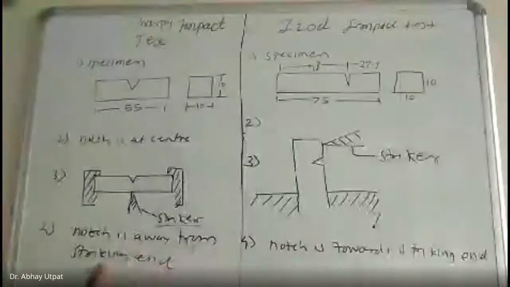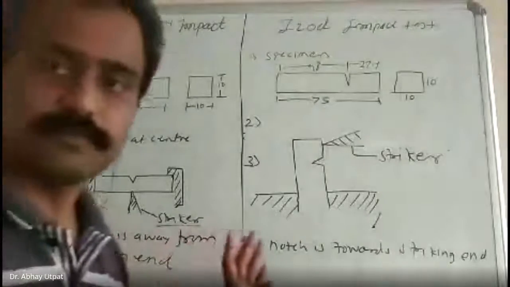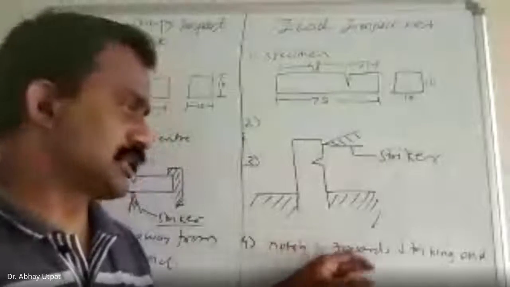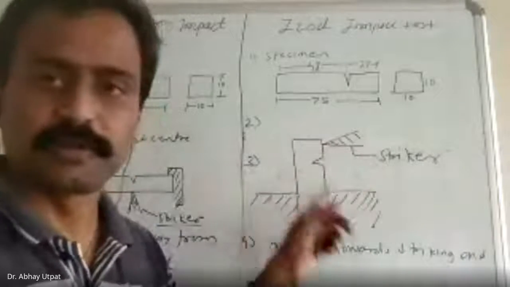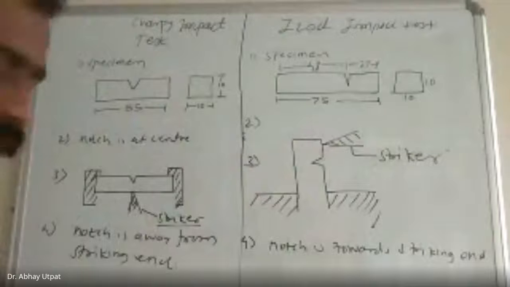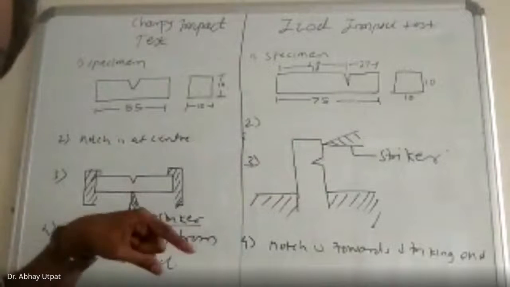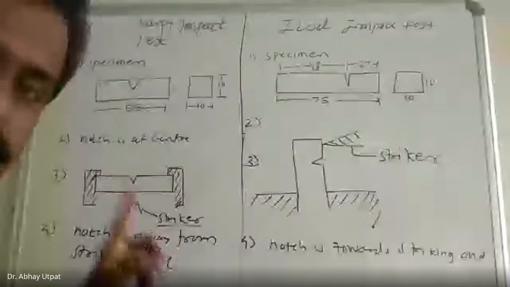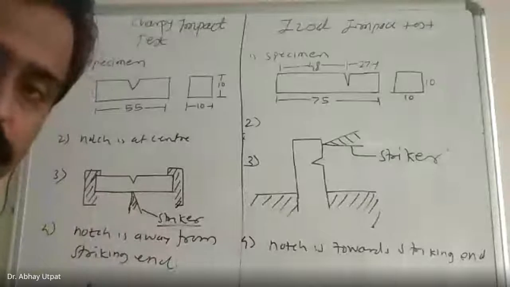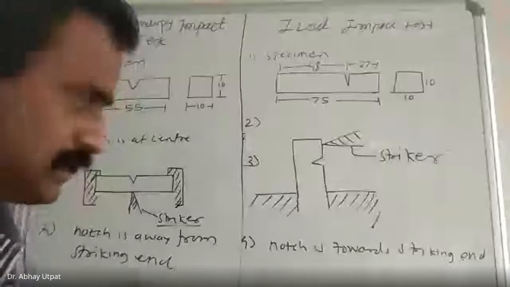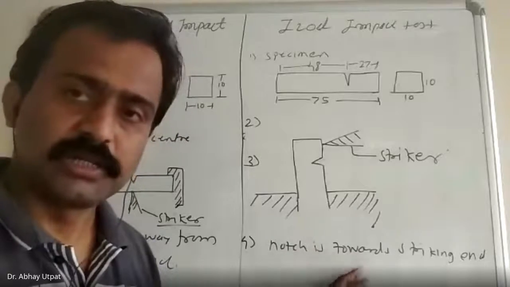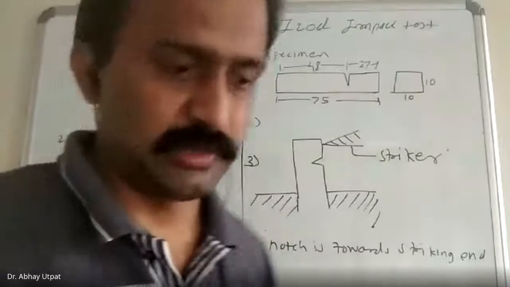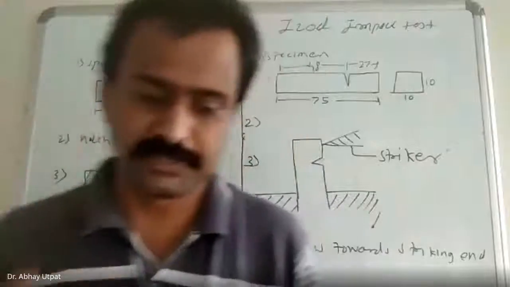Next, notch is away from the striking end. And here, notch is towards the striking end. It is shown in the figure. And the last point I told, the edge of striker is vertical in Charpy test, and edge of striker is horizontal in Izod test. Now pay attention. I require 100% attention.